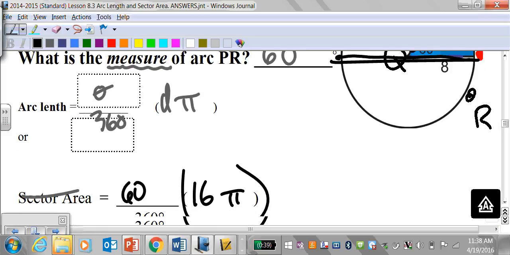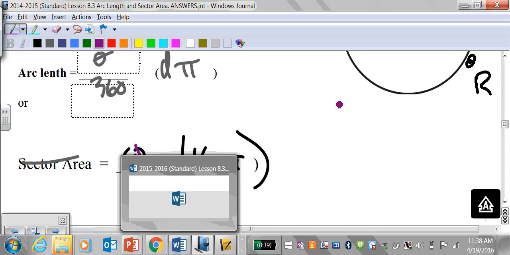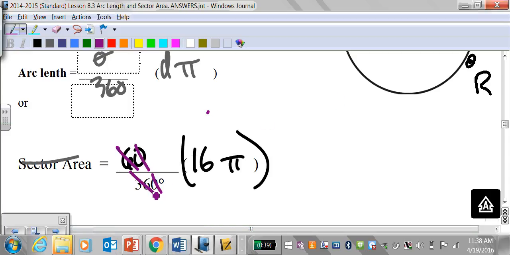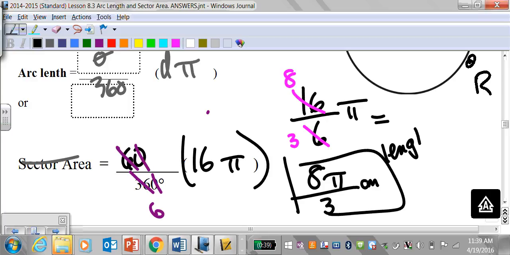Now, we're going to hack away here. Go by zeros. 6, that's 6. 2 goes in the boat. 2 goes in here how many times? Okay, so we can do 8 pi over 3, and it's just centimeters, not squared, because it is length.